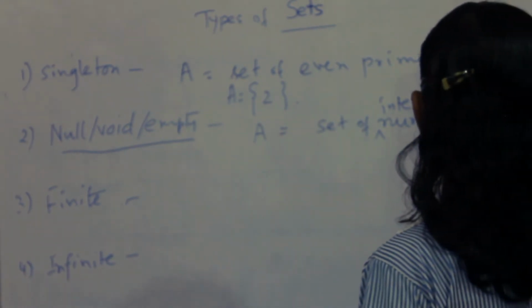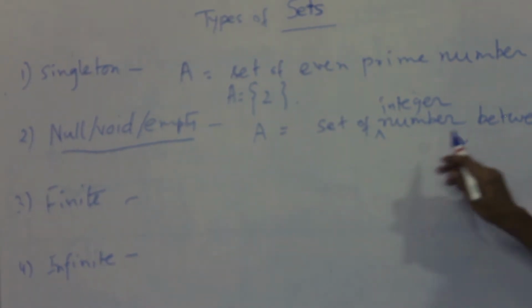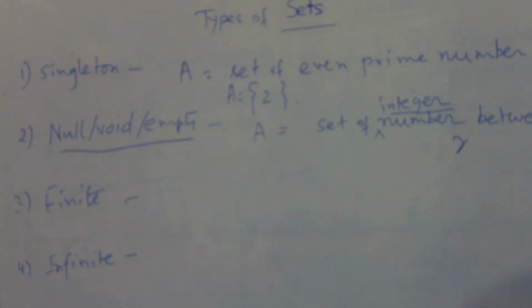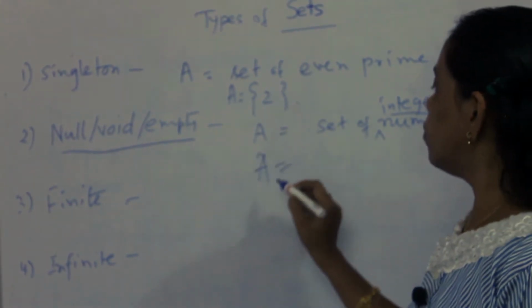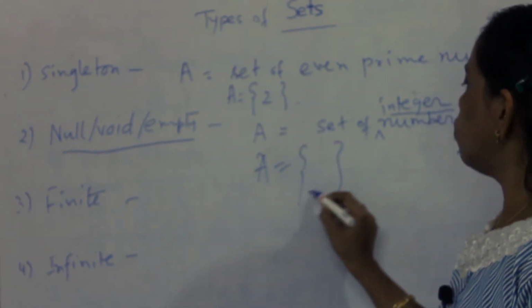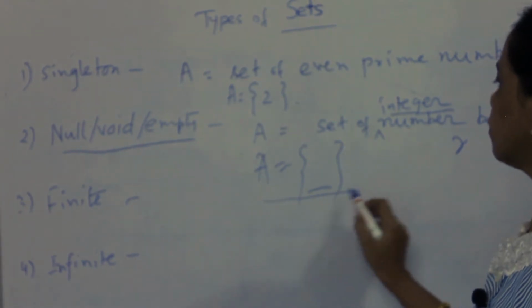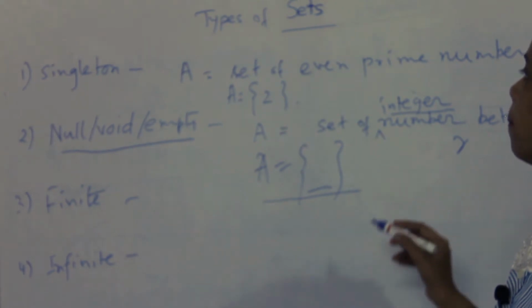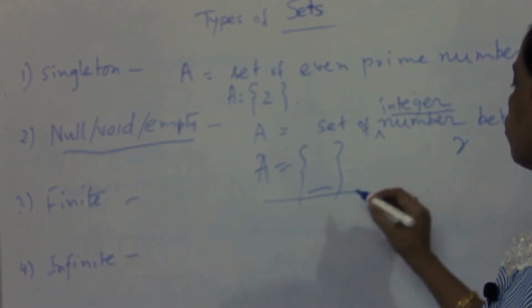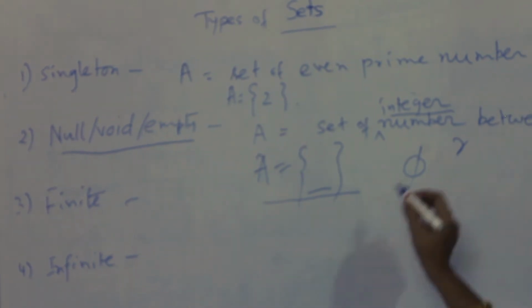Is there any integer number between 1 and 2? No number is there. So there will be no element. So this set is indicated by this sign. This is called an empty set, void set or null set. It is also denoted by phi. Okay, this is called phi.